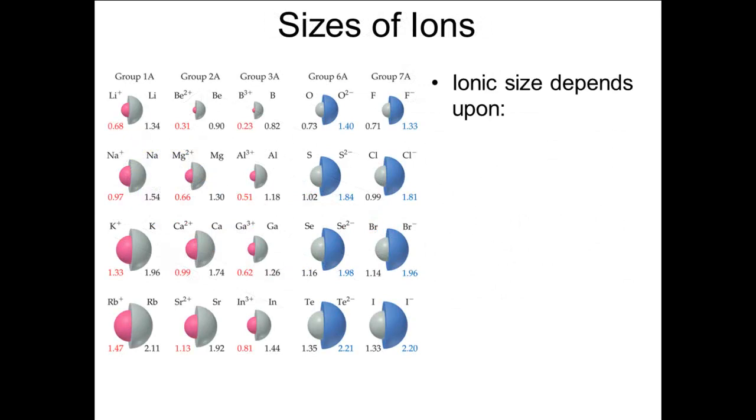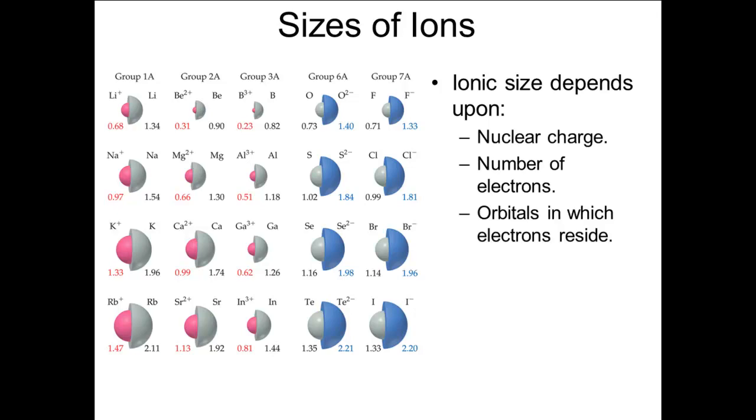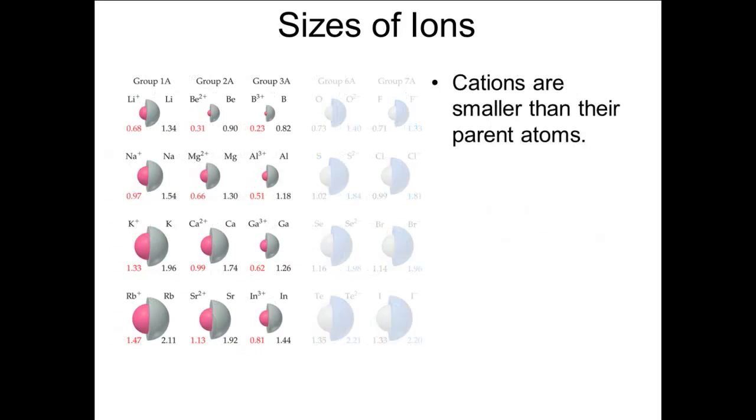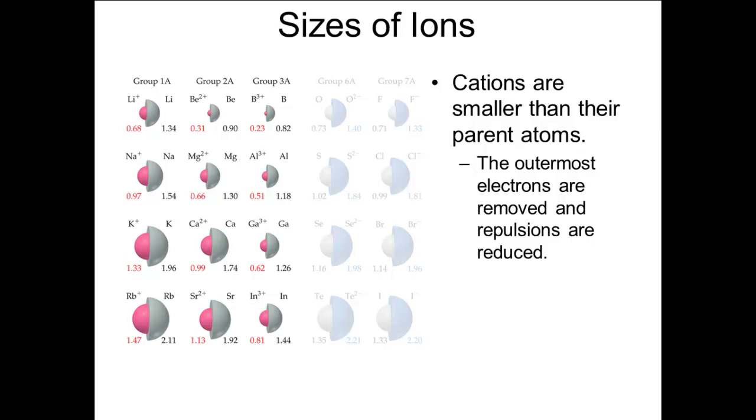When we compare ions, the size of the ion depends on three things: the nuclear charge, the number of electrons, and the orbitals in which the electrons reside. We can compare ions in two ways. First, positive ions, the red hemispheres on the left, are smaller than their neutral atoms, the gray hemispheres on the left, because we have fewer electrons with the same number of protons, the same nuclear charge. This reduces the repulsions and allows the electrons to be pulled closer to the nucleus.